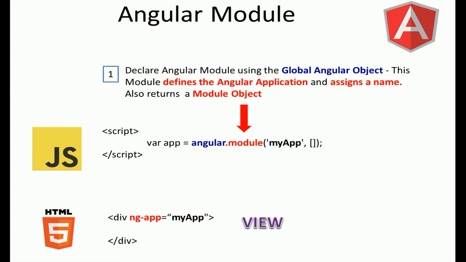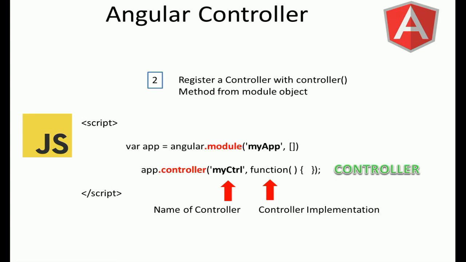This application module can now be linked with the view using the ng-app directive and adding the application module name, myApp, as the attribute value. The angular.module function creates a module and returns a module object. Now that we have an application module with a name, we need a controller to host our model data and expose some of it so that we may bind it to the view.